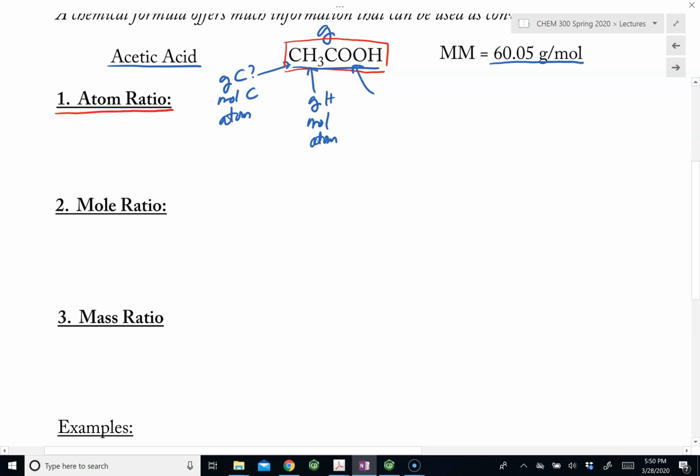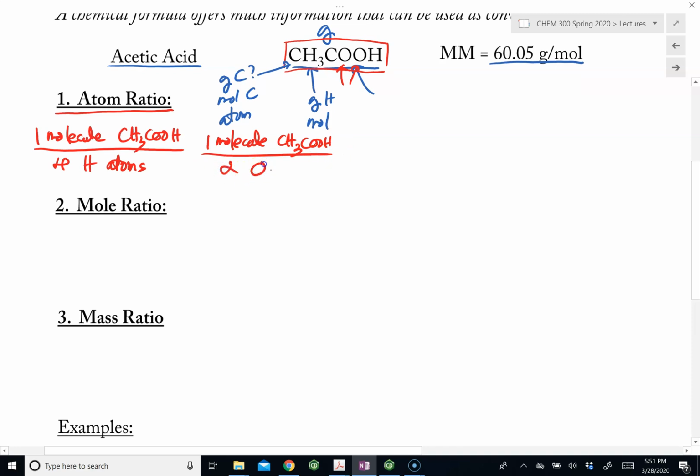And from that piece of information, we can draw the following relationship. One molecule of acetic acid, CH3COOH, over 4 hydrogen atoms. And similarly, we can also draw the relationship between the entire molecule and the amount of oxygen. Again, for every one molecule of acetic acid, there will be 2 oxygen atoms. So we can draw a relationship between the entire molecule and the individual atoms found in this molecule.